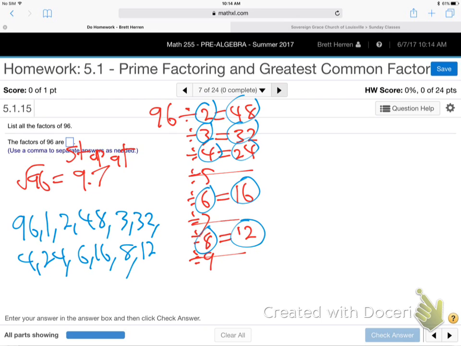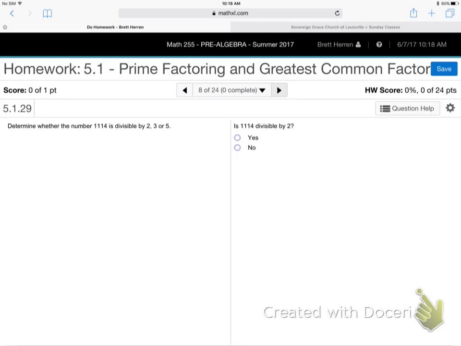All right. Let's keep going. Here, you can use a calculator though. So we're going to take 1114 and ask, can it be divided by 2? Can it be divided by 3? Can it be divided by 5? I bet you know these tricks already, at least some of them, maybe all of them. How do you know? Of course, you can just use a calculator too. But can you tell just by looking?